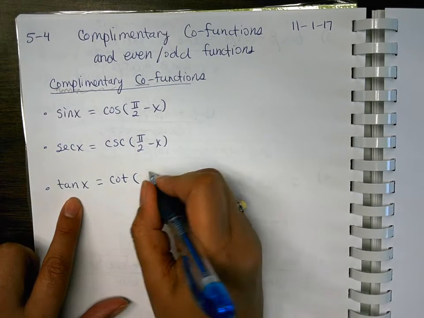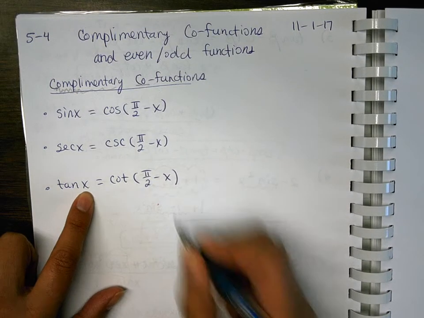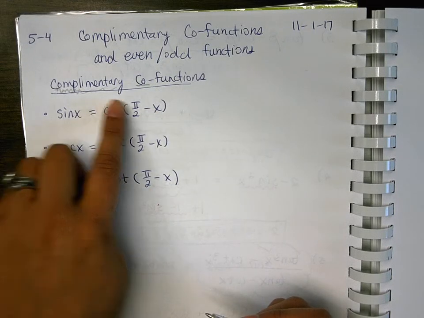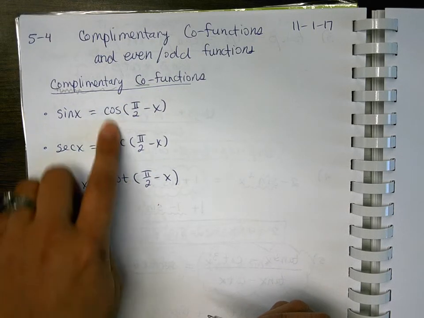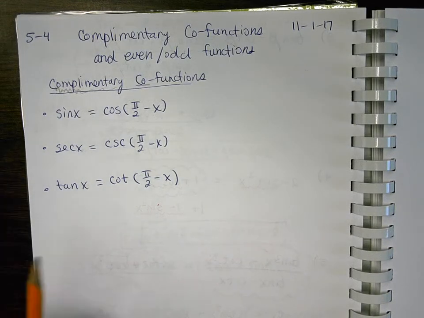I'm going to say that one more time. Pi over 2, take away the angle that's given will be its complement. Complementary cofunction. Wait, so 90 is like code name for pi over 2? Yeah, well, not code name, it is. They're equivalent.